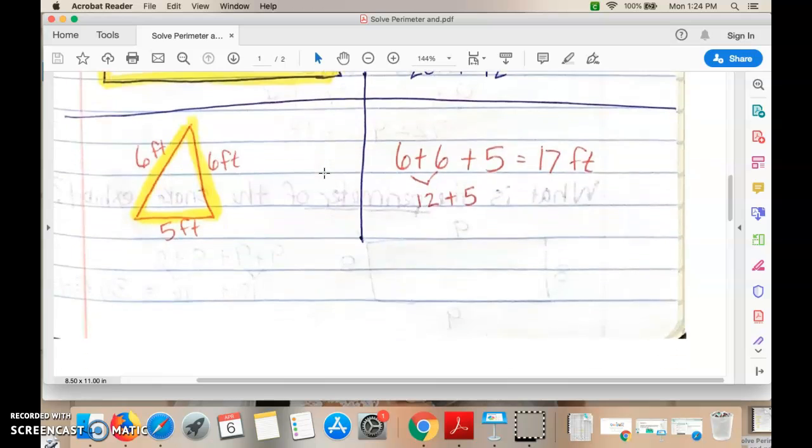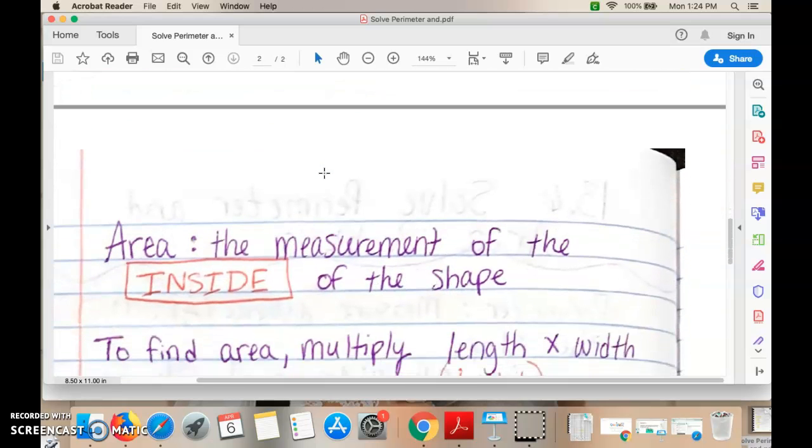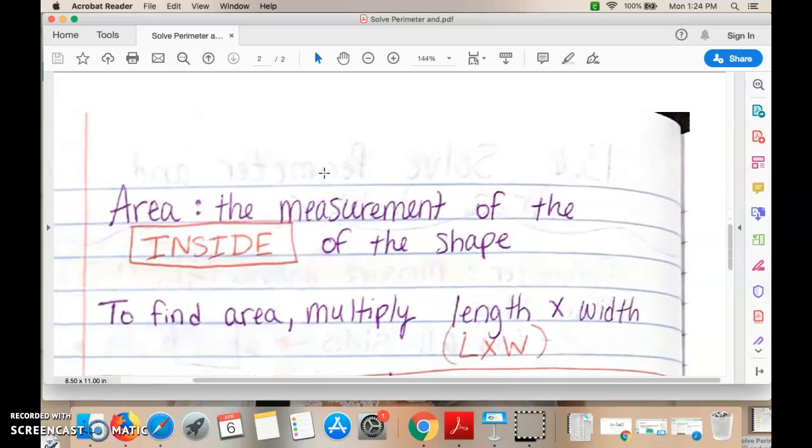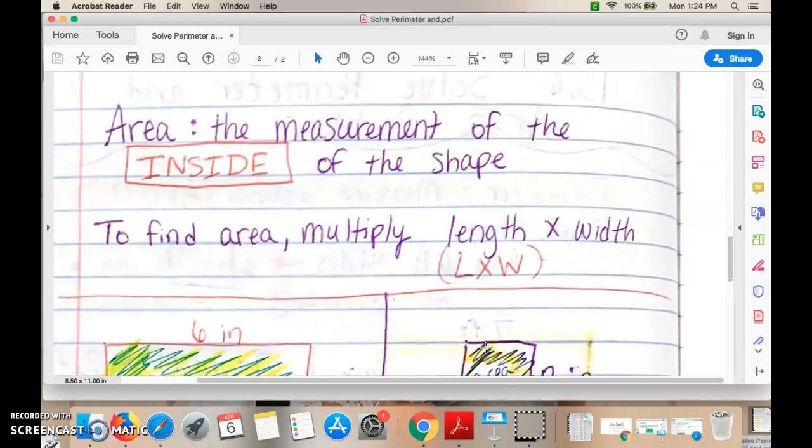Now if I'm talking about area, that is the measurement of the inside. What is inside the shape? To find area, we are going to multiply the length times the width, L times W. So for perimeter, we add around the outside. For area, we need to find the inside, and we're multiplying.